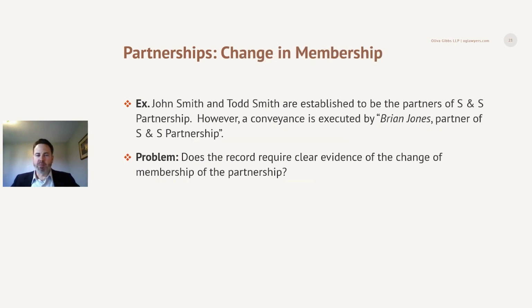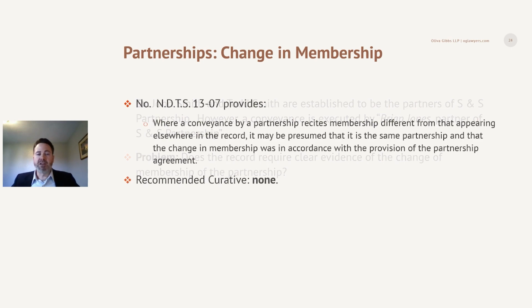Okay, in this example, we'll discuss changes in membership of the partnership. So we're going to, again, talk about John and Todd Smith, partners for the subject partnership. If the record establishes that they are the partners of S&S Partnership, but the next conveyance is executed by Ryan Jones as partner of S&S Partnership, is that problematic? So in this case, we have an entirely new individual different from the ones that were established in record. The answer is actually no.